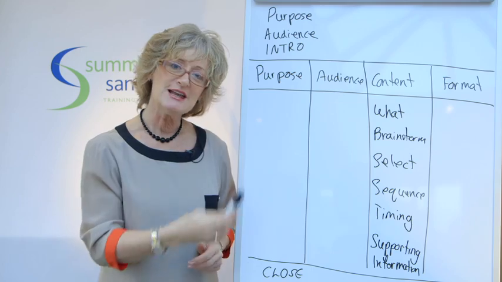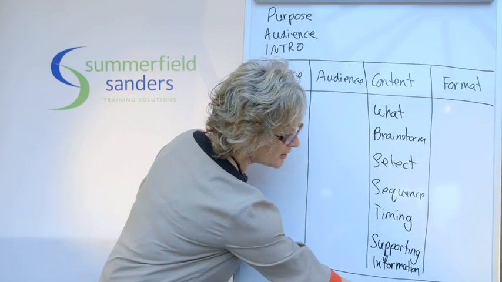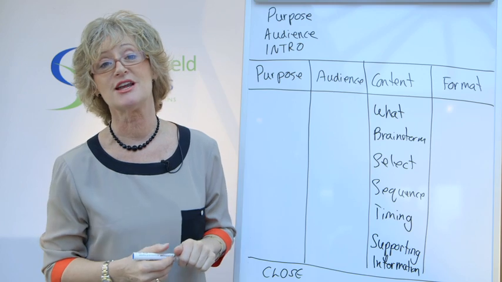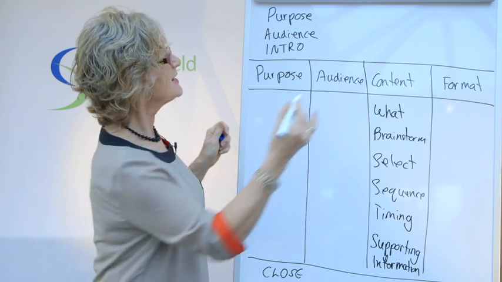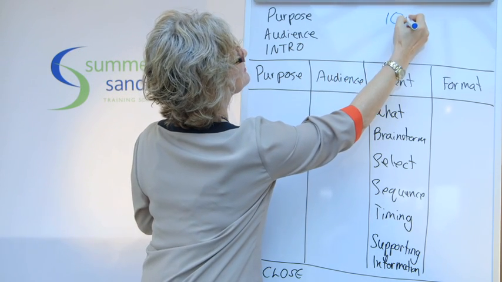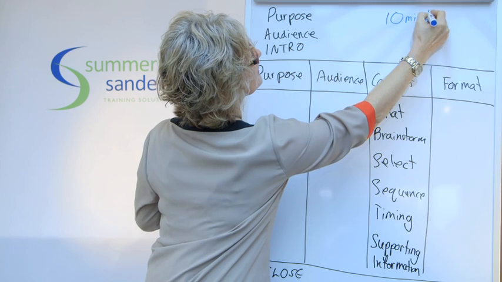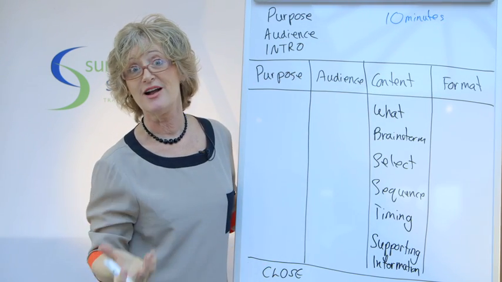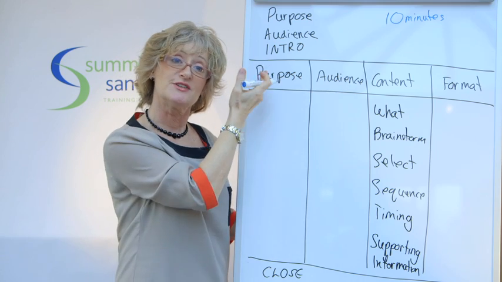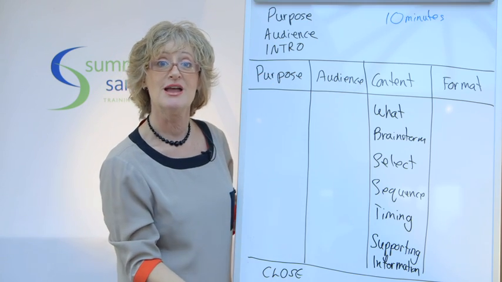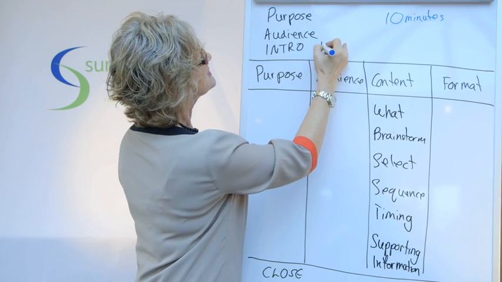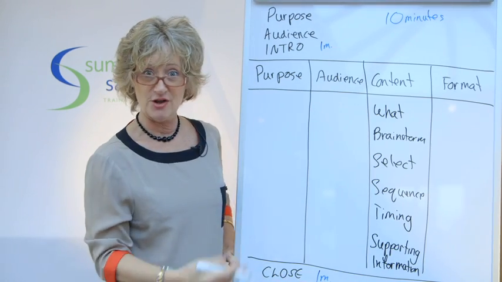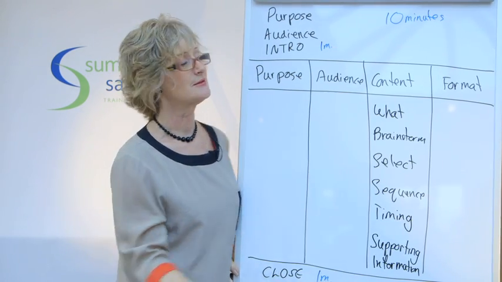Now, one of the things here is about timing. If we're going to do timing, we need to say, how long is this presentation going to last? And let's say the presentation is 10 minutes. It's very unlikely that we're going to divide it into equal parts, and we also have to take time out for the introduction and for the conclusion. So let's say we take 1 minute for the introduction, 1 minute for the close. That leaves us with 8 minutes.